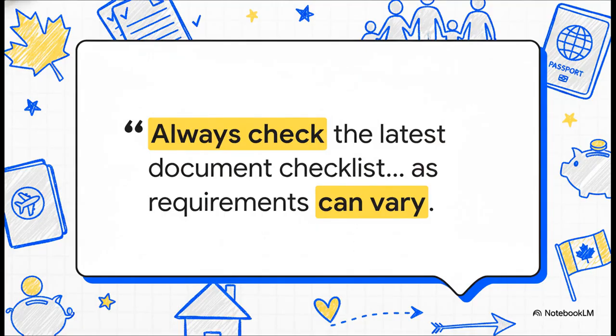And there's a really good reason for this. Immigration rules can and do change. The requirements might even be slightly different depending on where your family member lives or what your relationship is. So this is absolutely non-negotiable. Always download the latest version of that checklist directly from the government's website right before you're ready to submit.